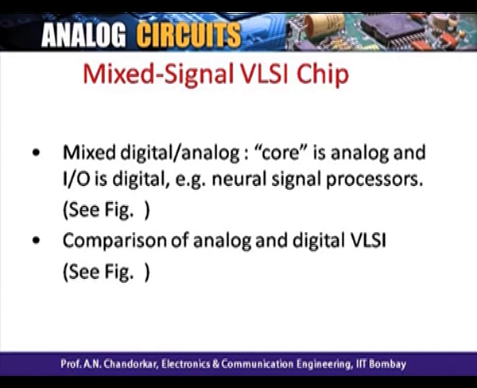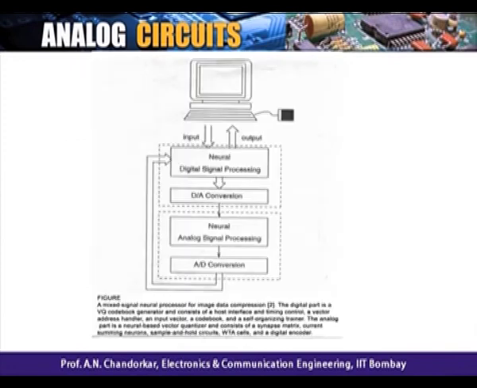As I just said, mostly the chips will be mixed signal, both analog and digital together, like a neural processor, and I'll show you some figures. This is a mixed signal neural processor. This is your digital signal, neural digital signal processing. This is the D2A converter. This is analog neural network processing. This is the A to D converter and feedback. This processor was designed way back in 1994 or something, which still works.